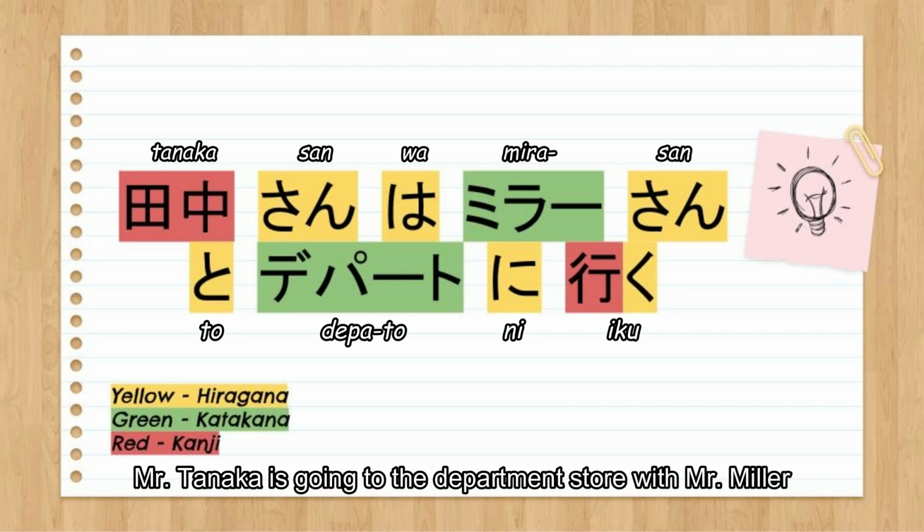For example, Tanaka-san wa Mira-san to depato ni iku. Katakana is used to write foreign names and loanwords. In this example, Mira is a foreign name which is Miller, and depato is a loanword which means department store. It will be discussed further in our future lessons.